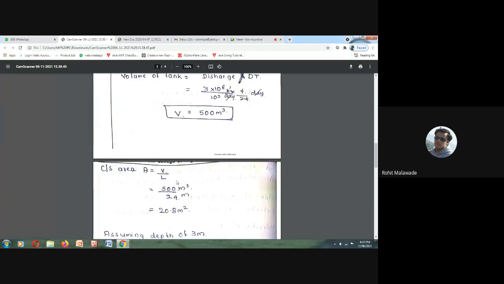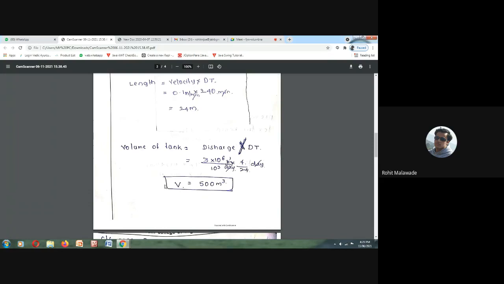Now we already know that volume is equal to length into breadth into depth. So here we are going to remain with volume divided by the length. We have already got the volume as 500 meter cube, divided by 24. So we are going to get an area of around 20.8 meters square.